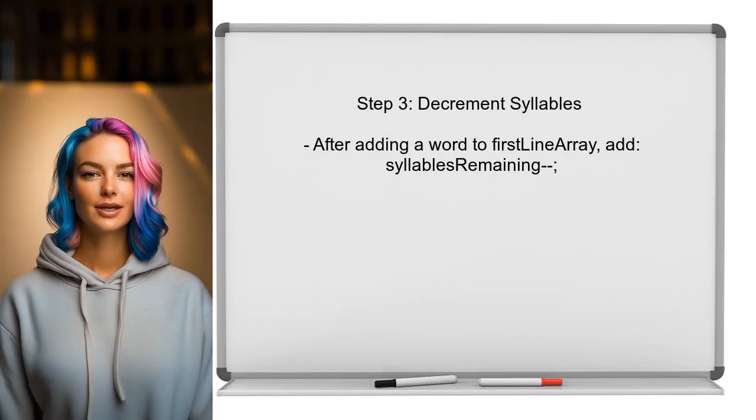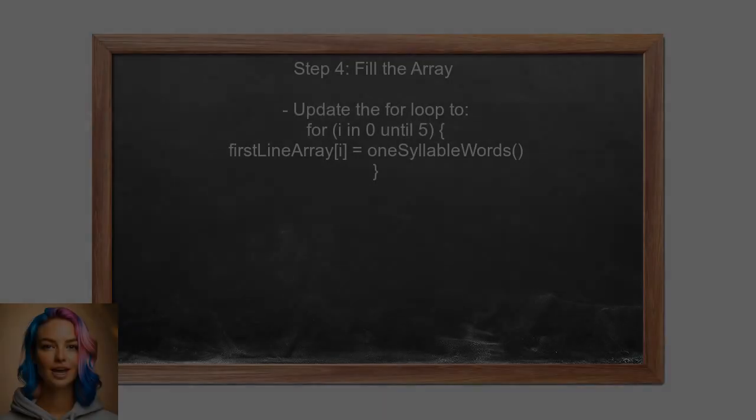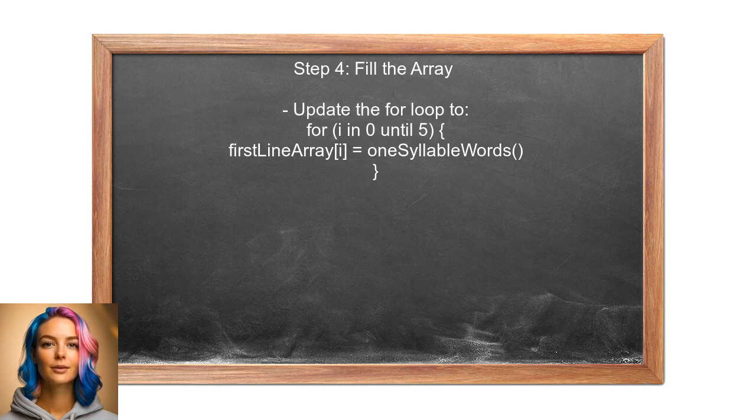Now, inside the loop, the user needs to decrement syllables remaining appropriately. This will ensure that the loop eventually terminates. The user should subtract from syllables remaining after adding a word to first-line array. Finally, the user should make sure that the loop correctly fills in the first-line array with random one-syllable words. The loop should iterate the correct number of times based on syllables remaining.